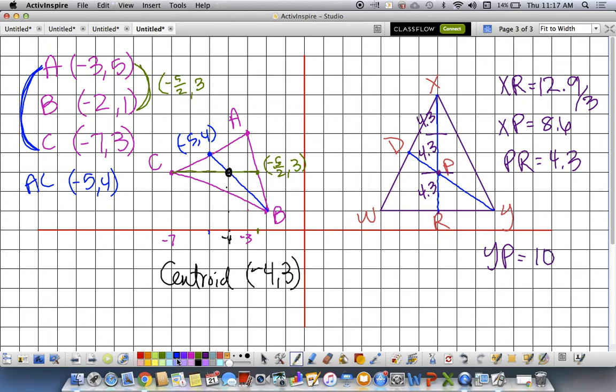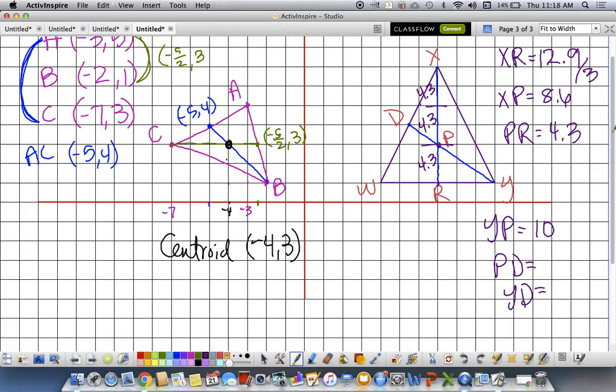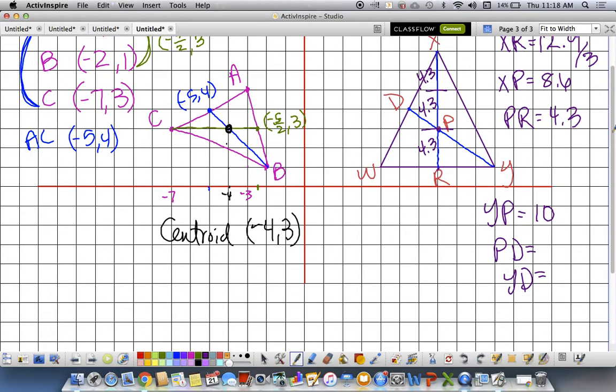Y to P equals 10, and then I'm going to ask you what is P to D equal, and what is Y to D equal. Okay? You first have to know, what did I give you? Did I give you the whole thing? Did I give you the little piece? It's not half.